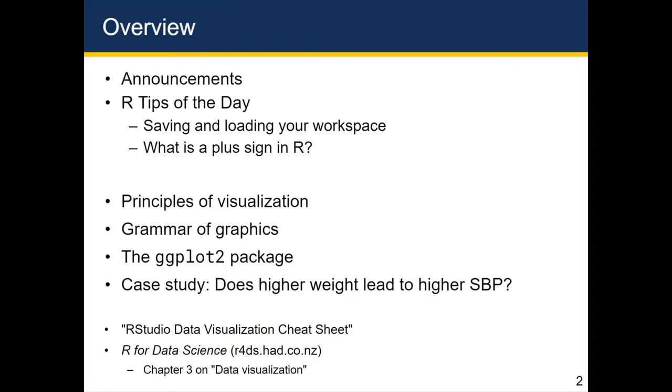We'll talk about this idea of the grammar of graphics. And then finally, we'll get into the ggplot package, which is the bulk of how we'll be doing visualization in R. We'll end with a case study of trying to figure out whether higher weight leads to higher systolic blood pressure by doing a naive analysis and then trying to account for some potential confounders through a stratified analysis.